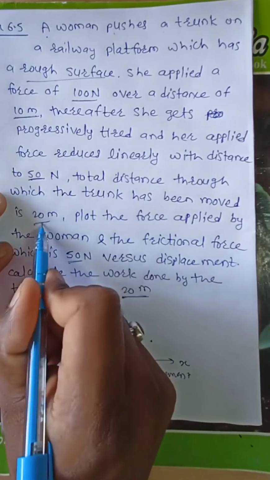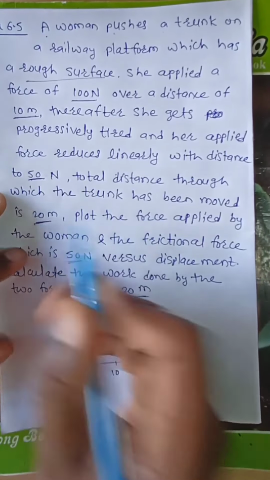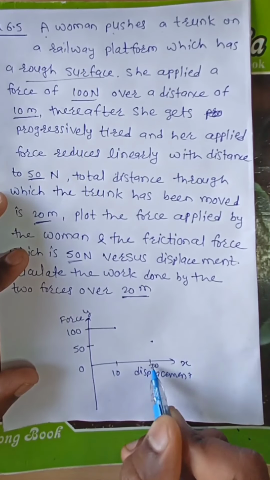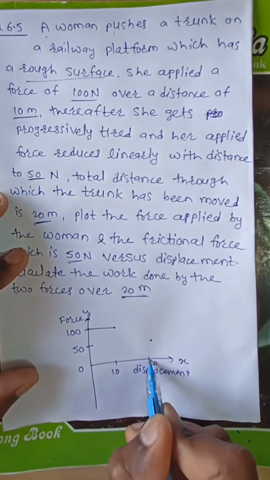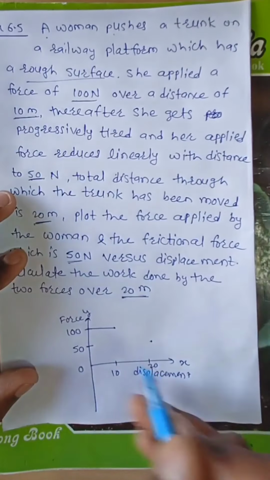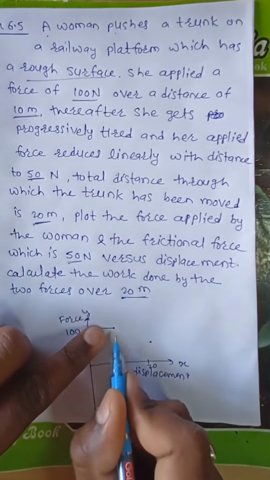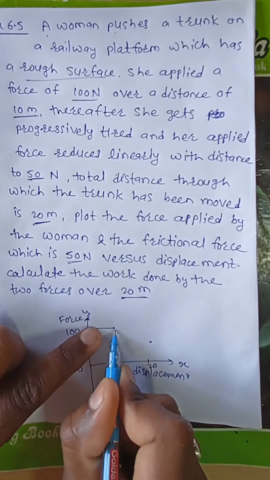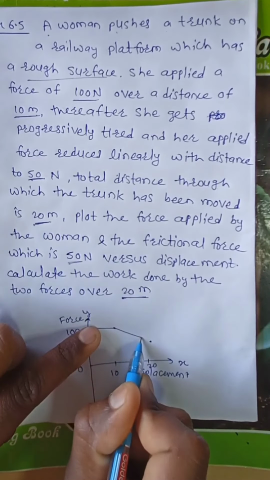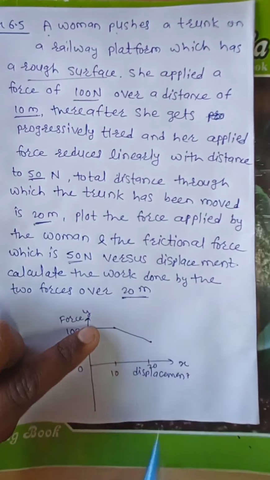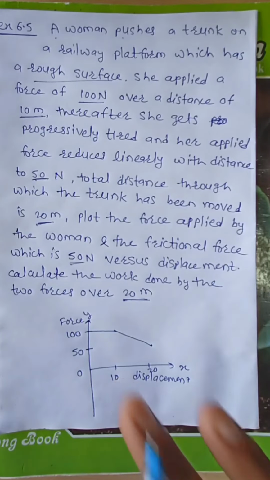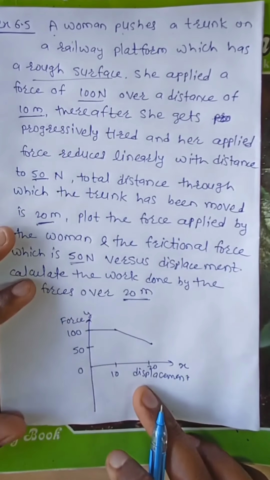See here, when she reached 20 meters, the total distance is 0, 10, 20. When the total distance is 20 the final force is reduced to 50. Means from this point to this point the applied force reduces. This is the graph between applied force versus displacement.